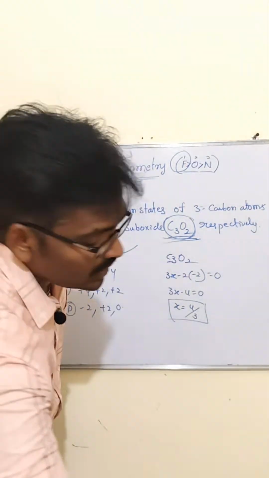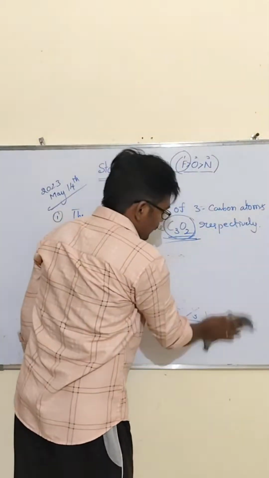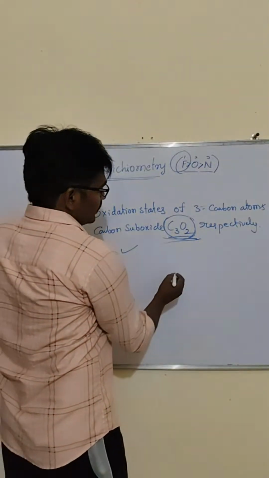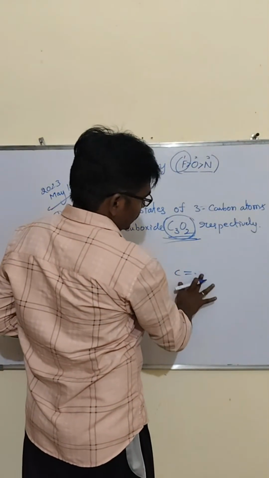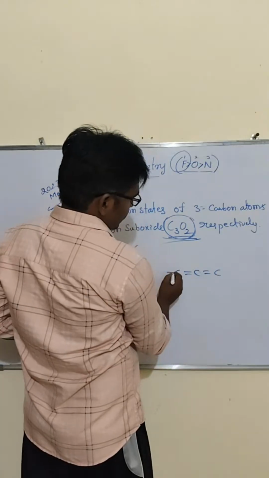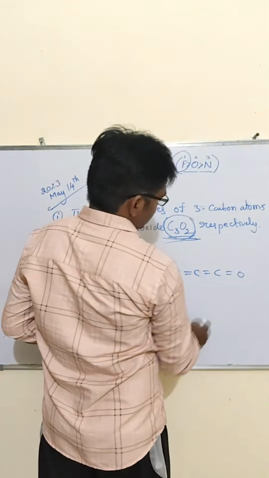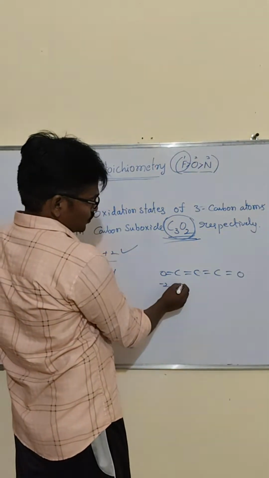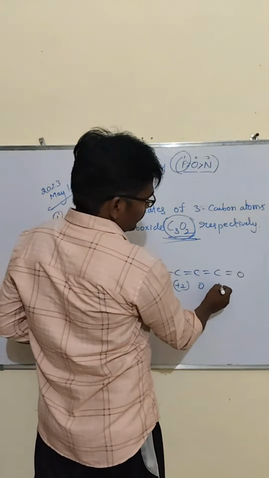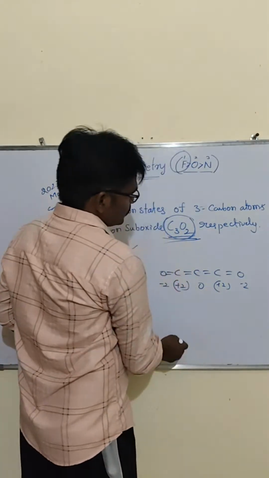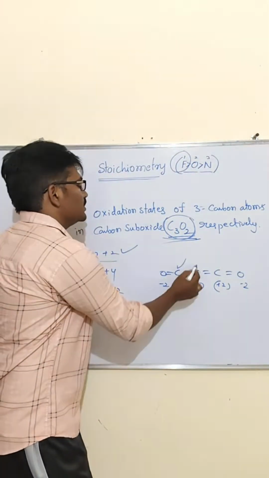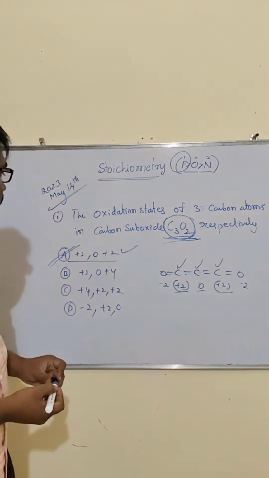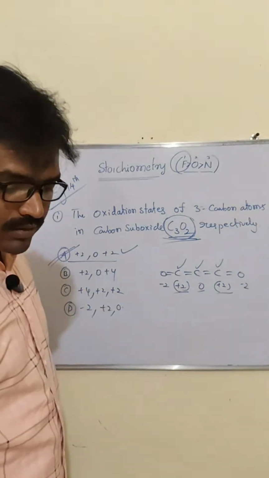So to find out each carbon atom's oxidation state, you must know the structure. C double bond C double bond C double bond C, then double bond O, then double bond O. This is the structure. Then here minus 2, plus 2, then 0, then plus 2, then minus 2. So first carbon plus 2, second carbon 0, third carbon plus 2. Clear? Yes. So one more we'll discuss.